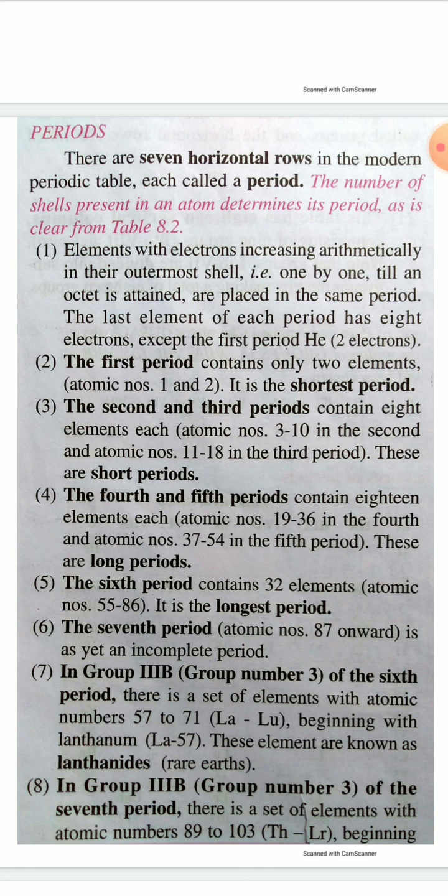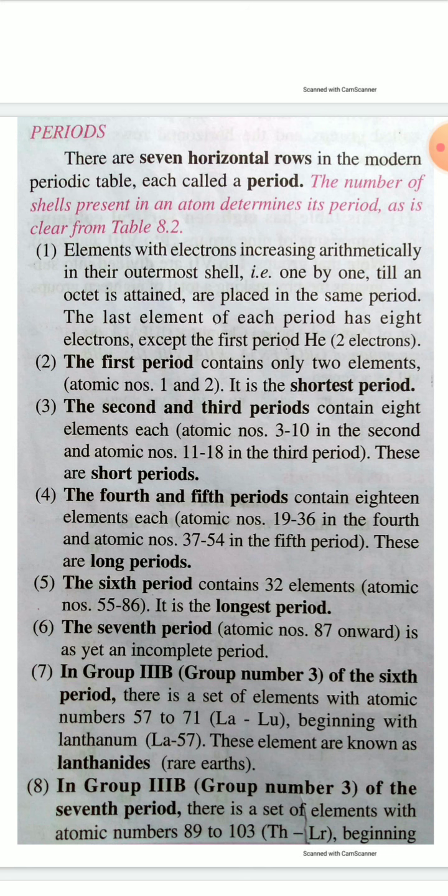Second point, the first period contains only two elements, with atomic numbers 1 and 2, that is hydrogen and helium. It is the shortest period. The second and third periods contain 8 elements each. These are short periods. The fourth and fifth periods contain 18 elements.